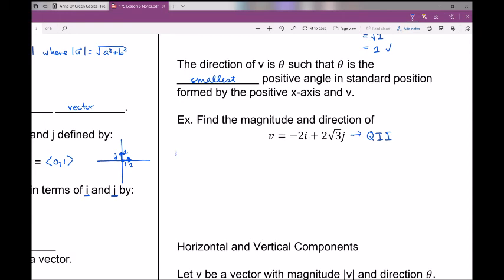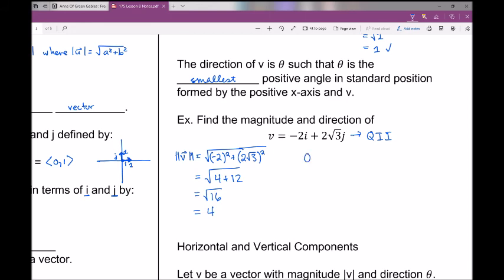So first, let's find the magnitude of vector v. That will be the square root of negative 2 squared plus 2 square roots of 3 squared. If we go ahead and simplify this, we get the square root of 4 plus 12, and this is the square root of 16, which is 4. So our magnitude is 4.